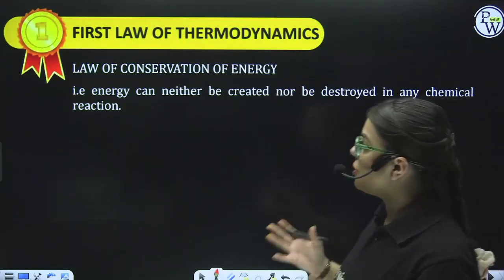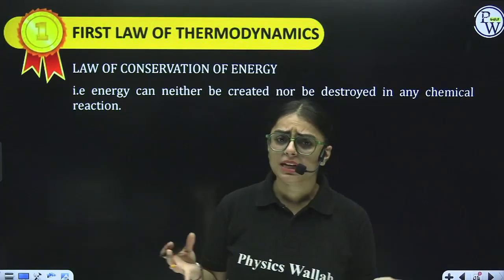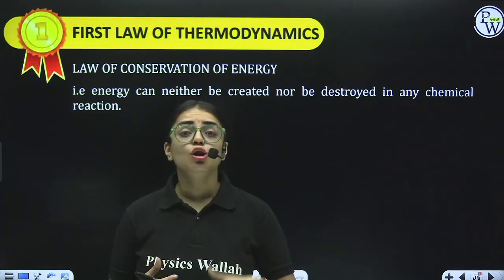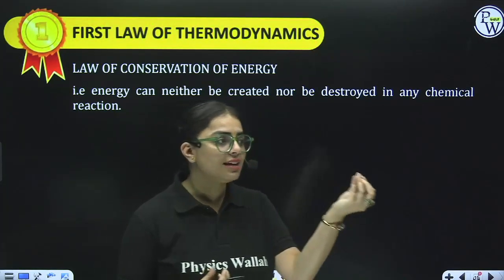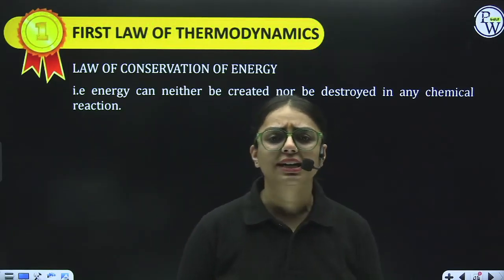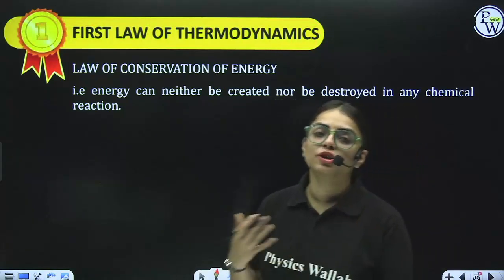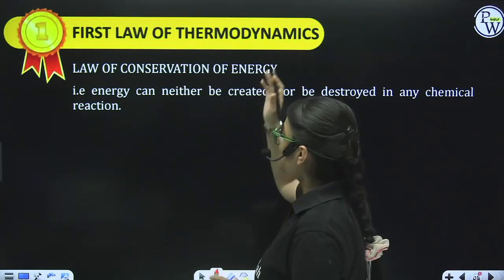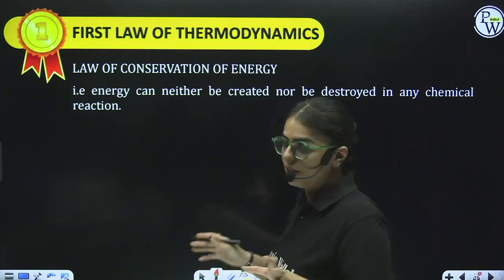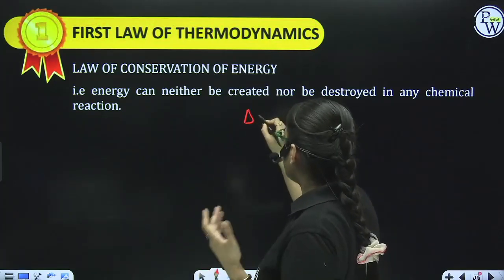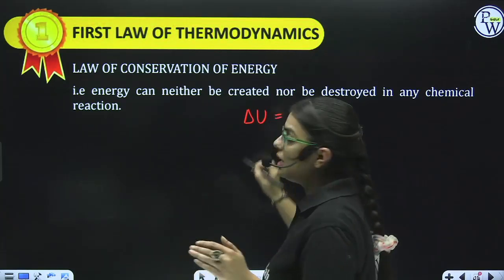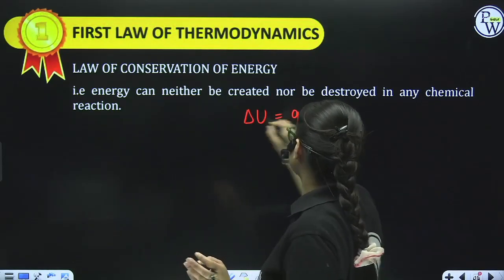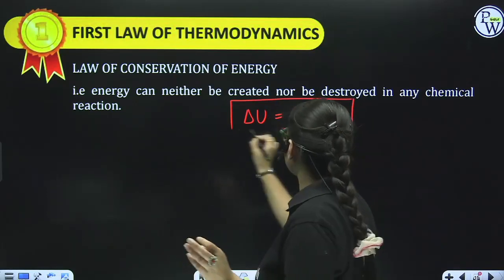Let's move on to the first law of thermodynamics. Very, very important, very, very easy. What is the first law of thermodynamics? It is based upon the law of conservation of energy, that energy can neither be created nor destroyed in any chemical reaction. It is going to be conserved. It is going to remain the same, students. Clear, everyone? Now always remember, as it is based upon the conservation of energy, we'll say that delta E or delta U, that is the internal energy change, is equal to Q plus W. This is the formula based upon the first law of thermodynamics.